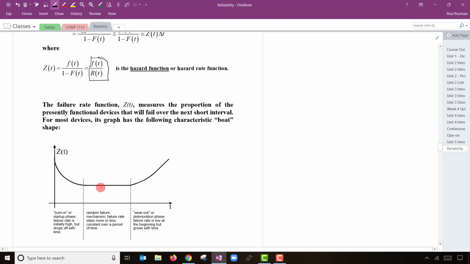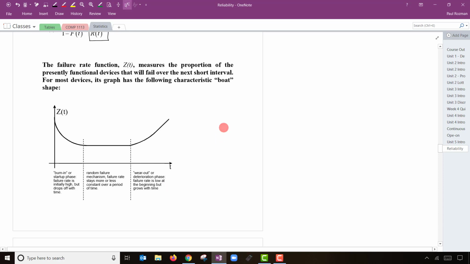But then after they've been around for a long time, well, then the failure rate starts to increase. Once my cell phone is 3 years old, things start to wear out. The battery isn't as good anymore, and we have that failure rate starting to increase again. So we have a decreasing failure rate at the beginning, then kind of a constant failure rate through the middle of its life, and then an increasing failure rate at the end of its life. Sort of a burn-in failure rate, then a constant failure rate, and then an increasing failure rate. They call this the boat shape. I guess it sort of looks like a boat.